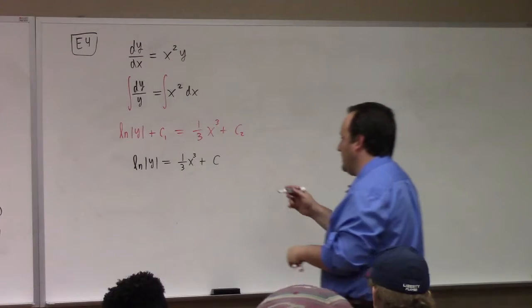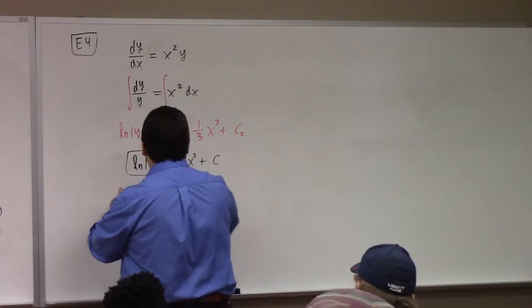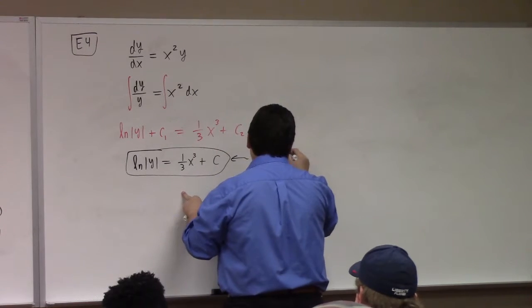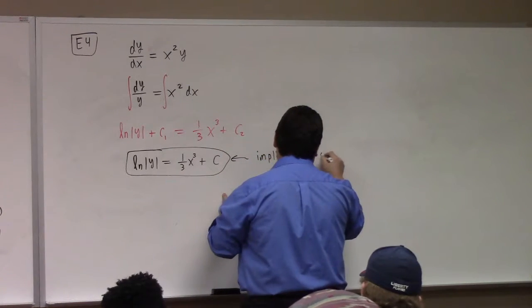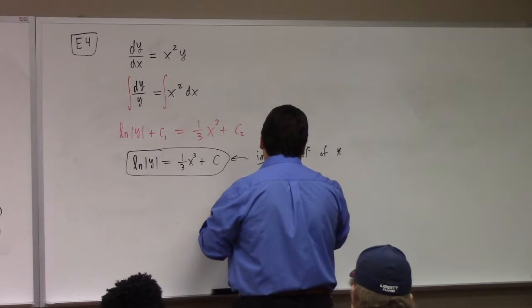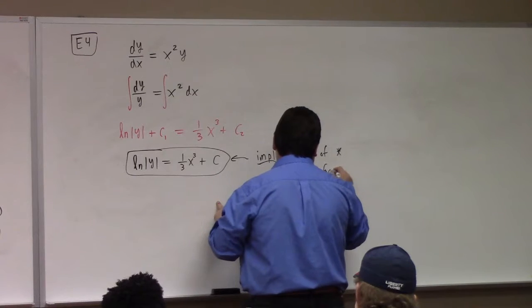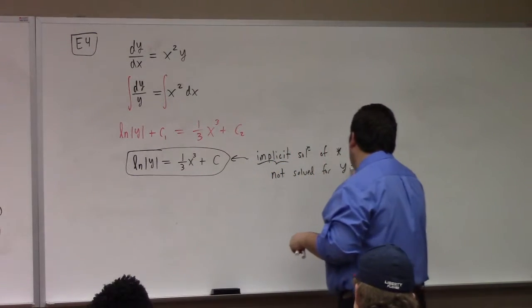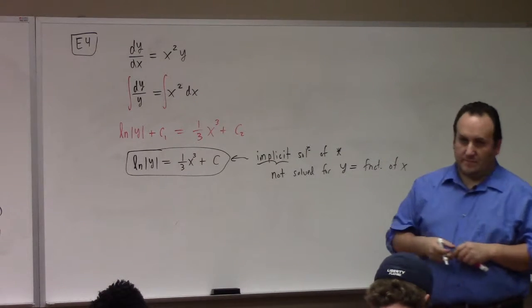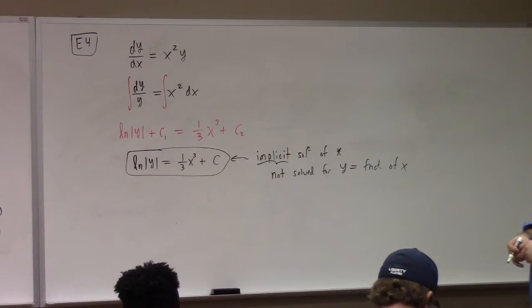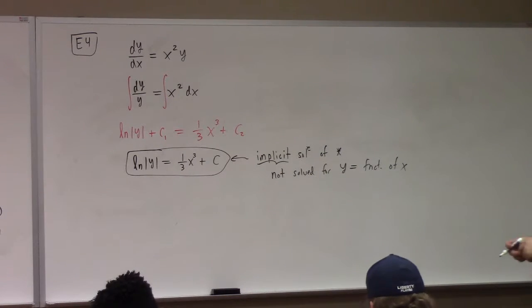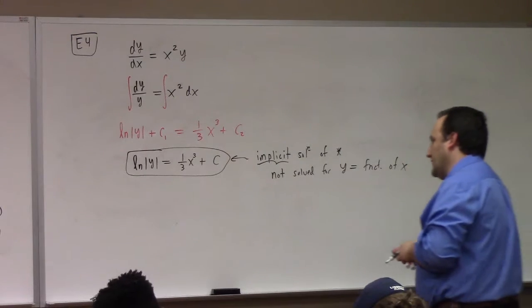Now, I could put a box around this. This would be what we call an implicit solution. Implicit means basically not solved for y, as in y equals a function of x. These are okay, but we really like to find explicit solutions when we can. In other words, solve for y. Can we solve for y here?